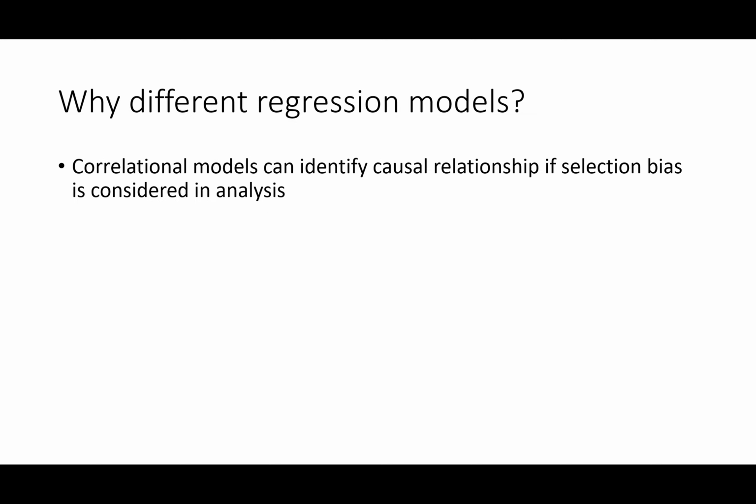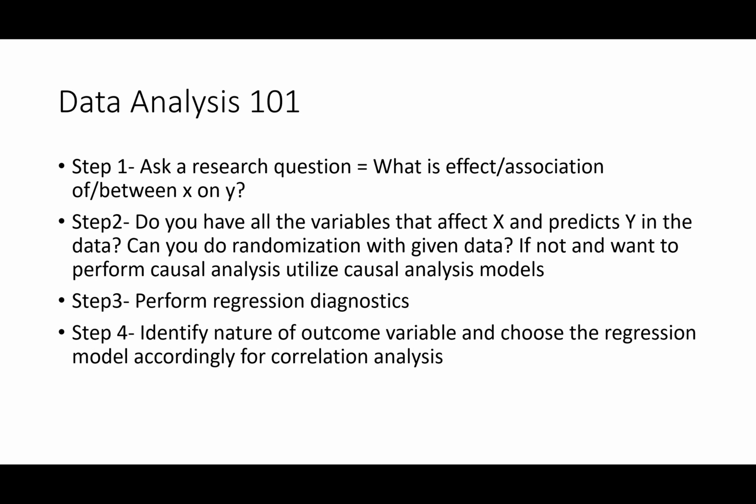Now you would be thinking, why different regression models? So correlational models, which we have identified, can identify a causal relationship only if you are sure that all the selection bias is considered in the analysis. In other terms, it means that you know all the factors that affect your independent variable and also predict your outcome variable. In my future videos, I'll explain what it means in my video for causal analysis.